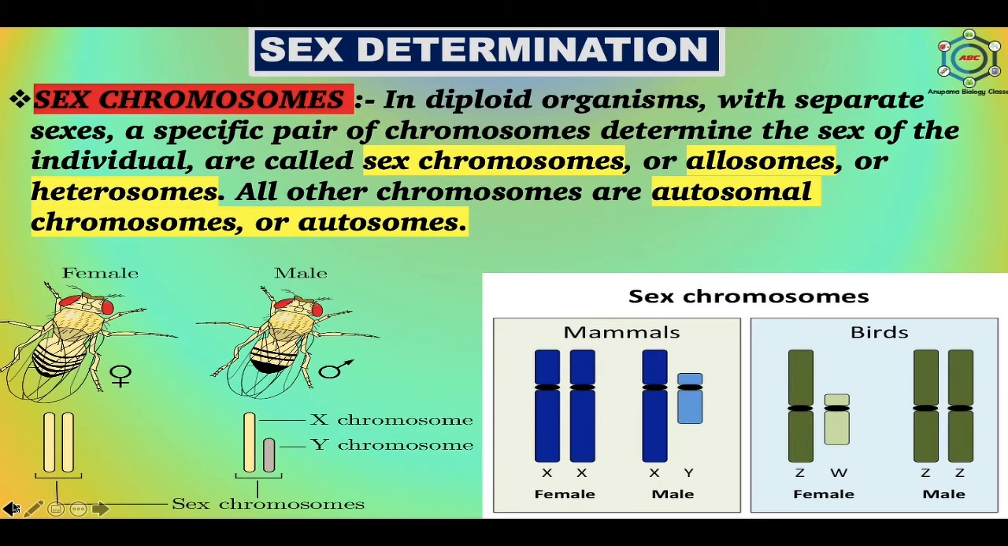So, the two members of each pair of homologous autosomes are similar in size, but the sex chromosomes are not similar in shape and size. So here you can see the sex chromosomes in case of mammals, birds and Drosophila.